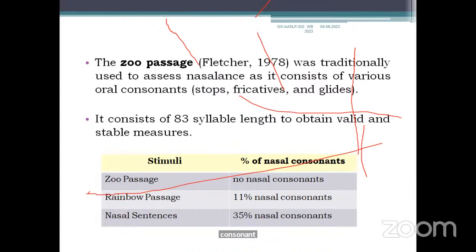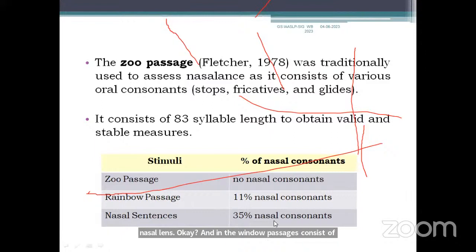It consists of 83 syllables in length and obtains valid and stable measures. That's why in the Western context they use the zoo passage, because it doesn't have nasal consonants at all. Because we are interested in measuring the nasalance, and there are no nasal consonants in this passage, we would be getting better scores of nasalance. The rainbow passage consists of 11% nasalance, and nasal sentences consist of 30% nasalance.